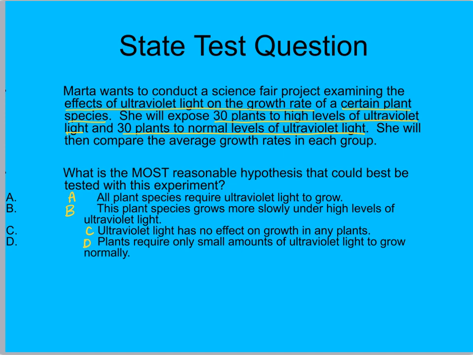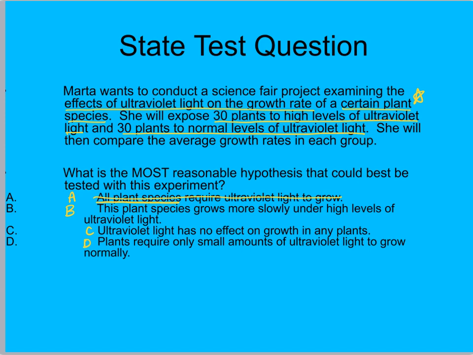So the first thing I look at when I look at this is a specific word. We have to be very careful of certain words. One of those words is all. All plant species. Did she test all plant species? She only tested certain ones. That would be a big experiment to test every single plant species. So we're going to eliminate A because it's not going to be able to be tested in this experiment, because she only used certain plant species.